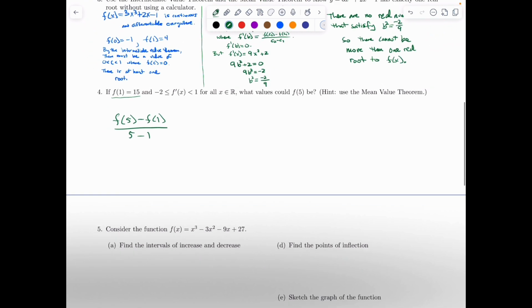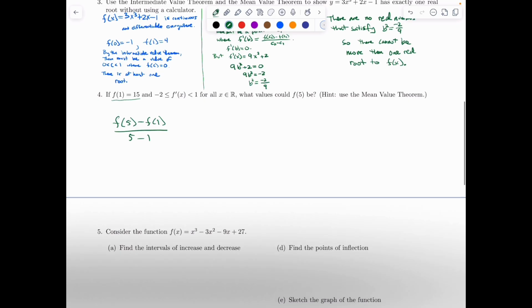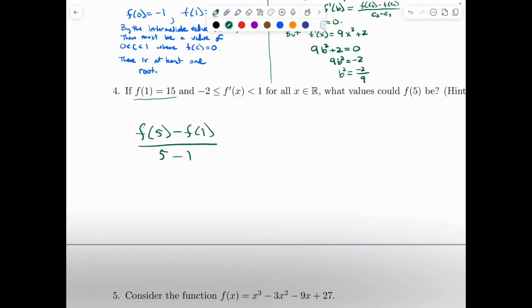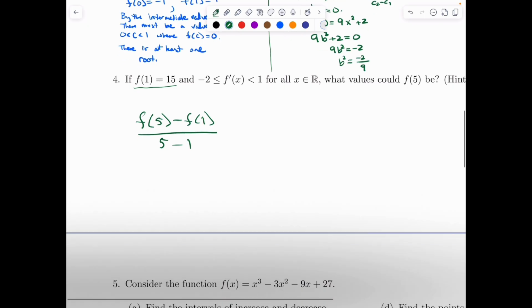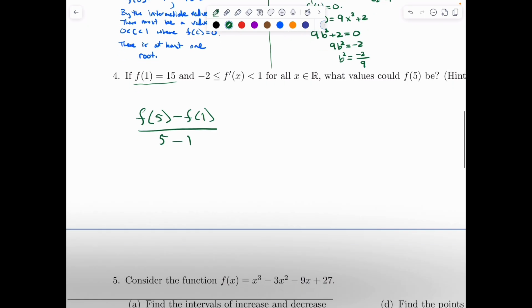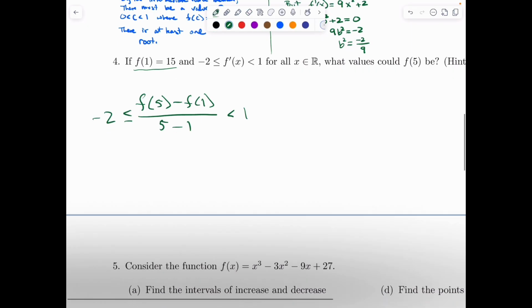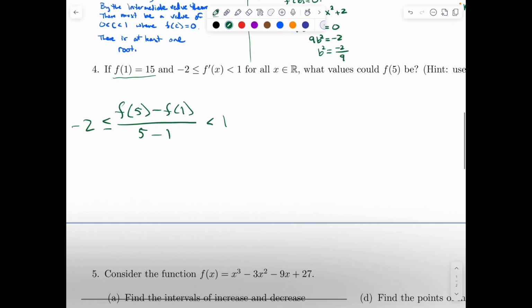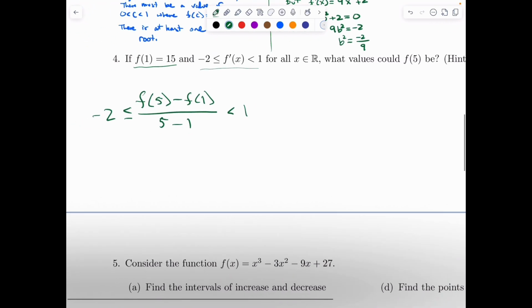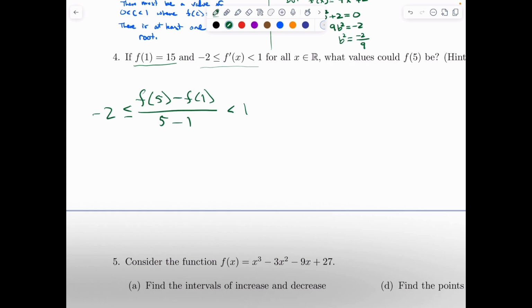Does this actually say? It doesn't say that this satisfies. Wow, okay, so I should clarify, maybe when I send this out, that this function is continuous and differentiable. But anyway, so this thing has to be between 1 and negative 2. The average slope has to be between 1 and negative 2 because all the slopes are between negative 2 and 1. And so now we can just solve this inequality.